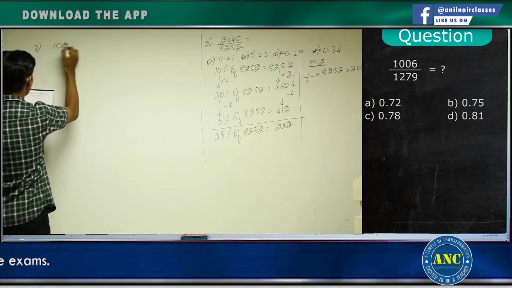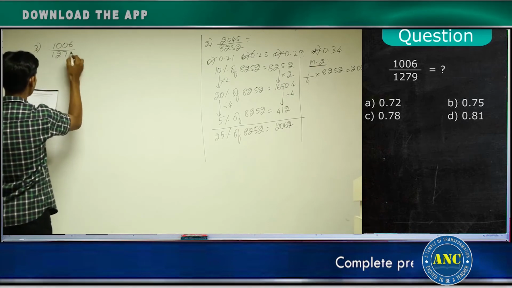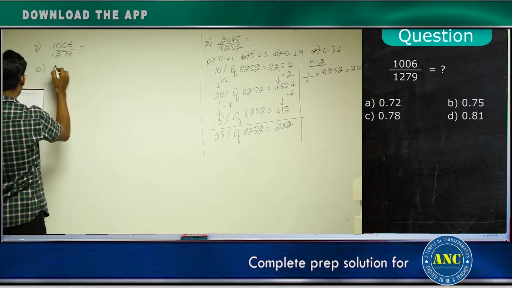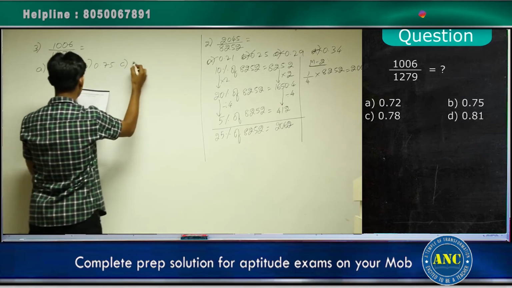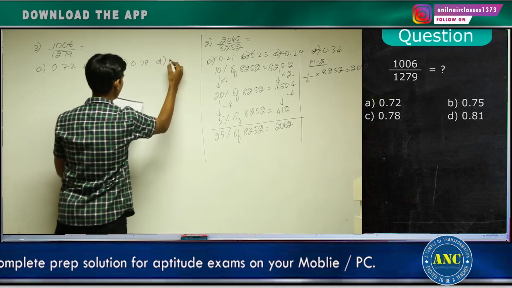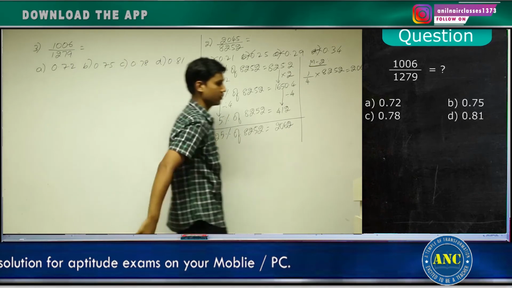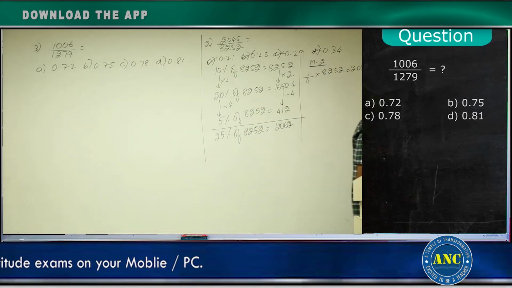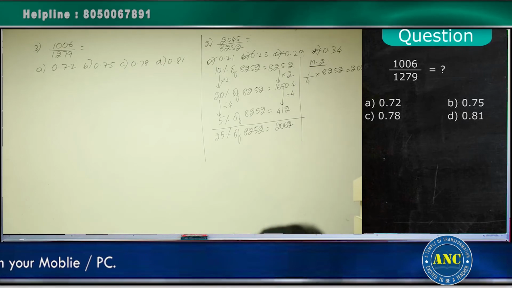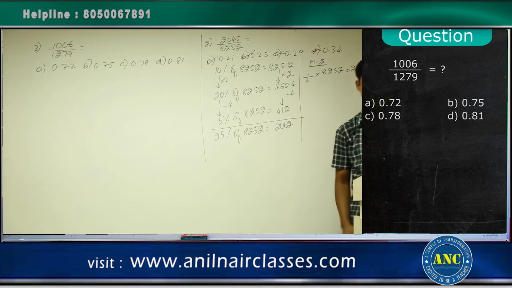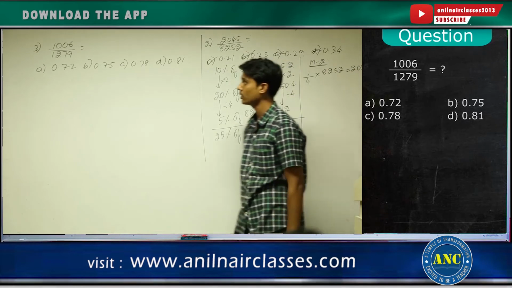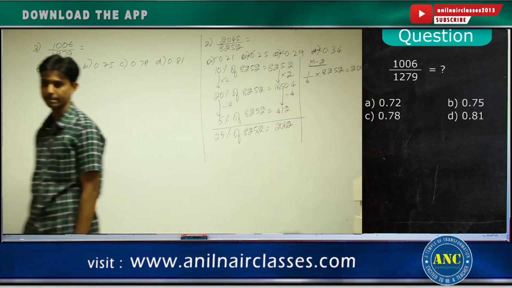Please see here. 1006 divided by 1279. Options: 0.72, 0.75, 0.78, 0.85. Please write down this question. 1006 divided by 1279.